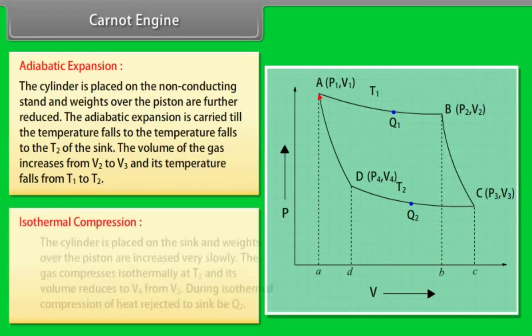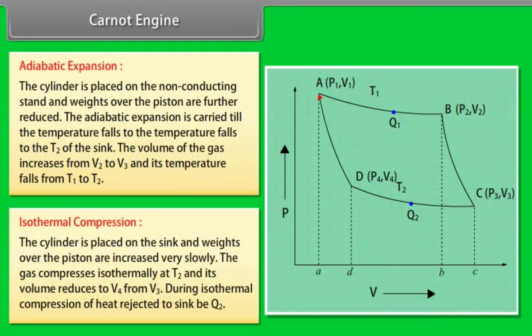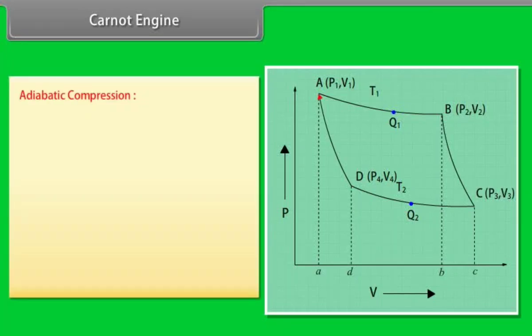Isothermal compression. The cylinder is placed on the sink and weights over the piston are increased very slowly. The gas compresses isothermally at T2 and its volume reduces from V3 to V4. During isothermal compression, heat Q2 is rejected to the sink. Adiabatic compression.